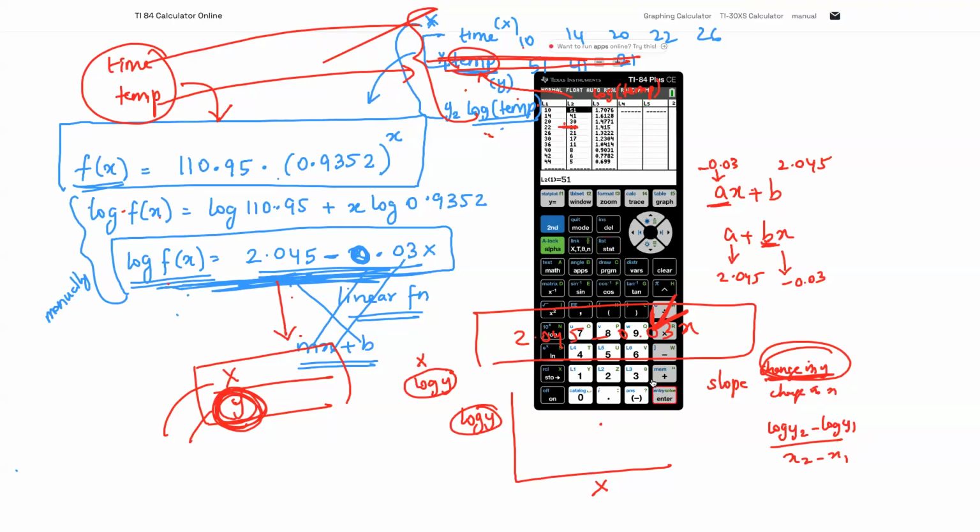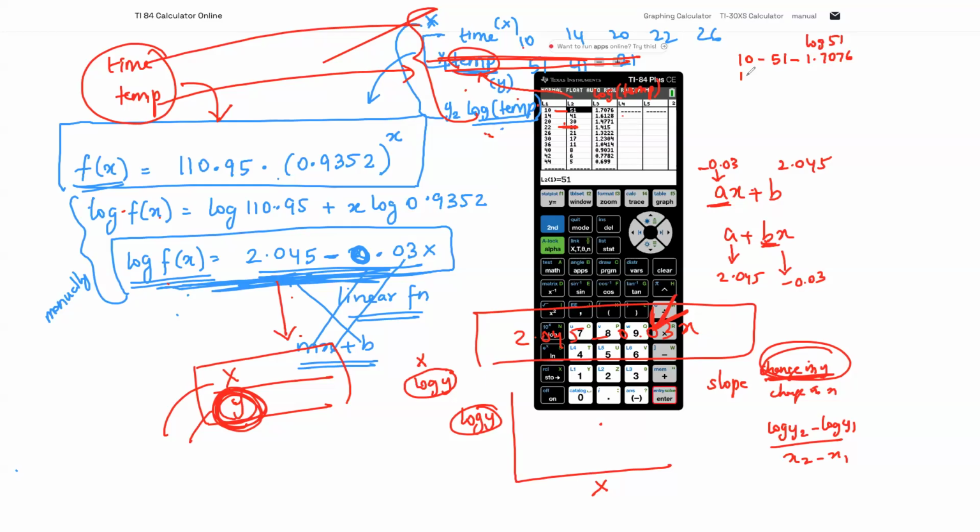Okay, so you want to plot a slope, right? Let's take any two values. Let's take maybe 10. This is 51, and this is 1.7076. So basically this is log of 51, right, Akash?